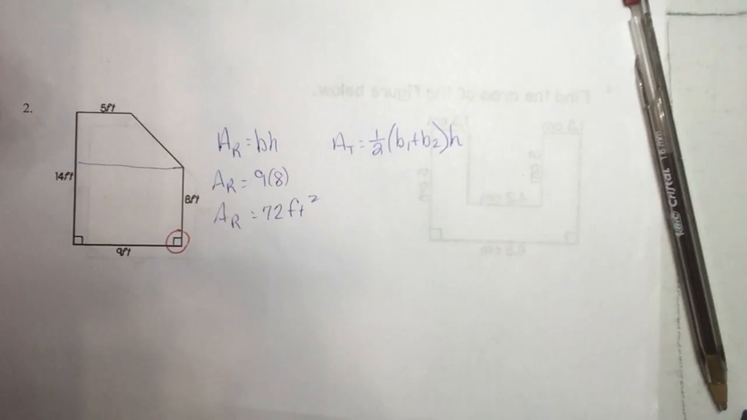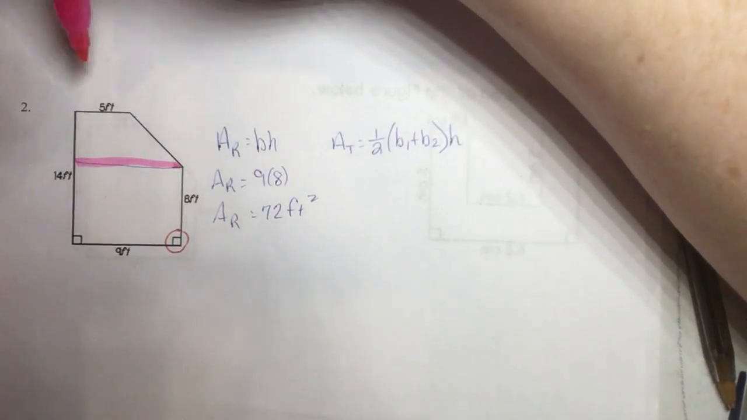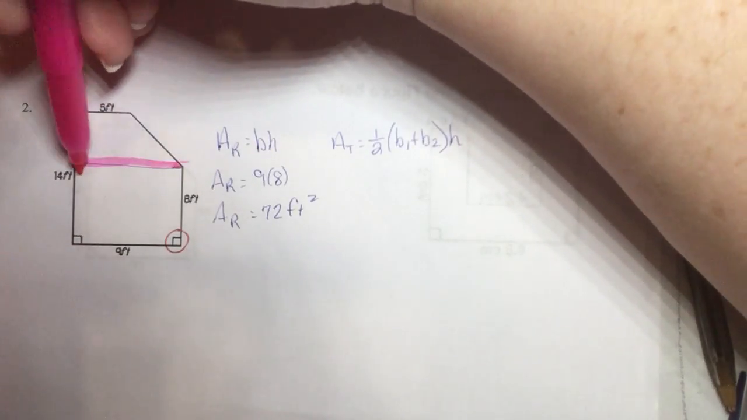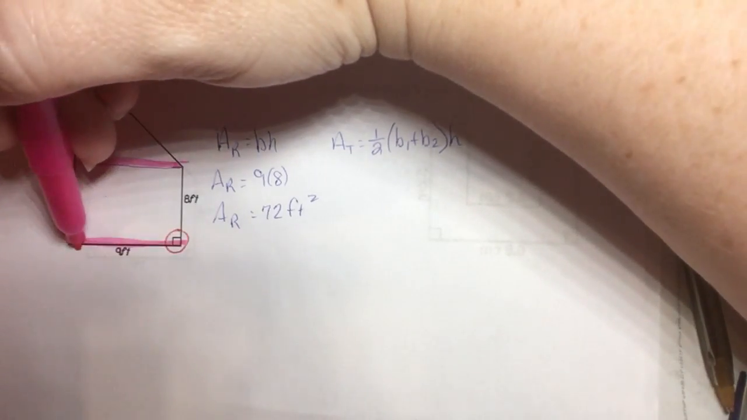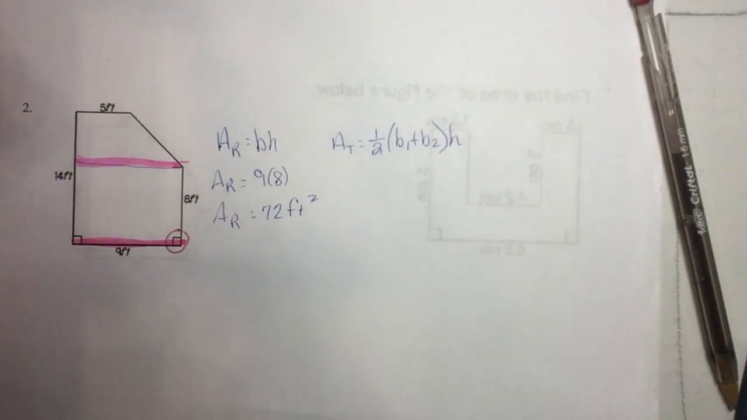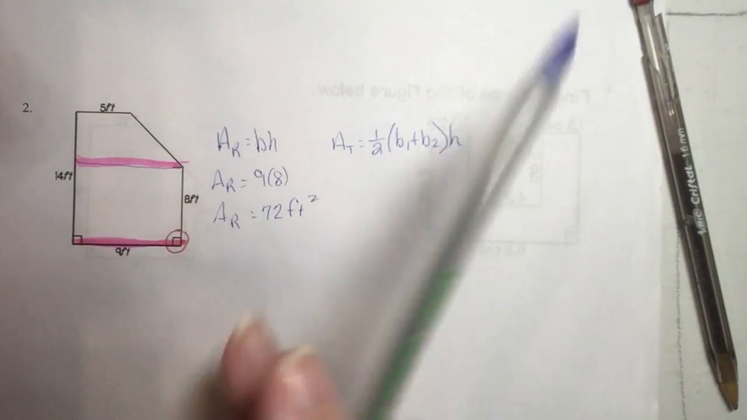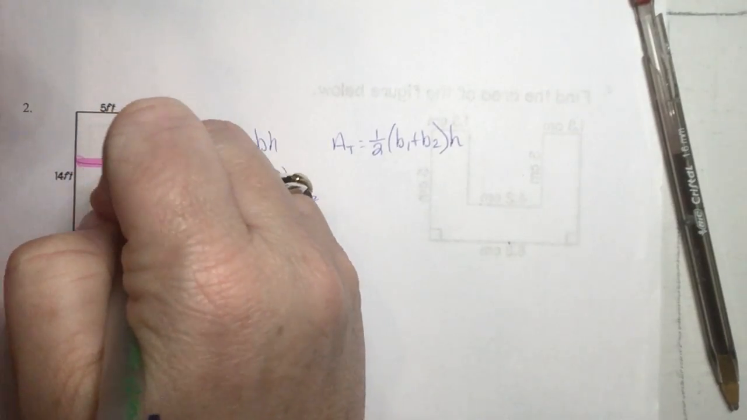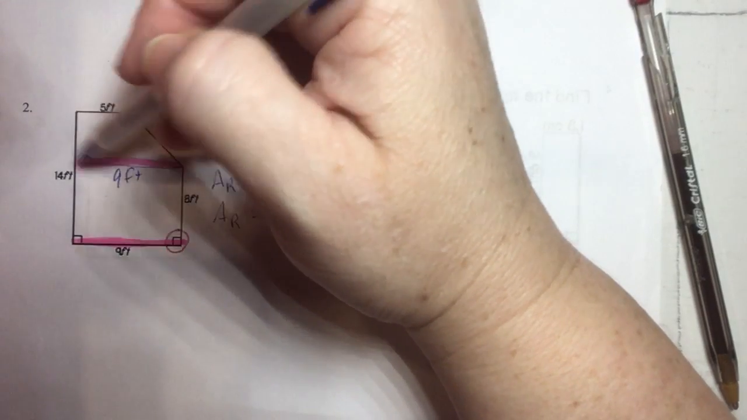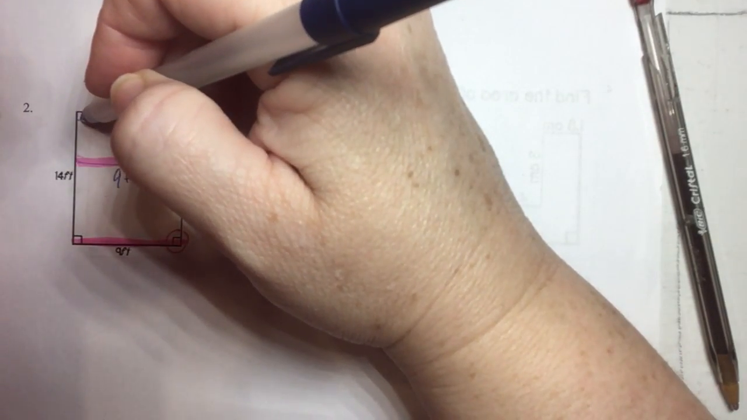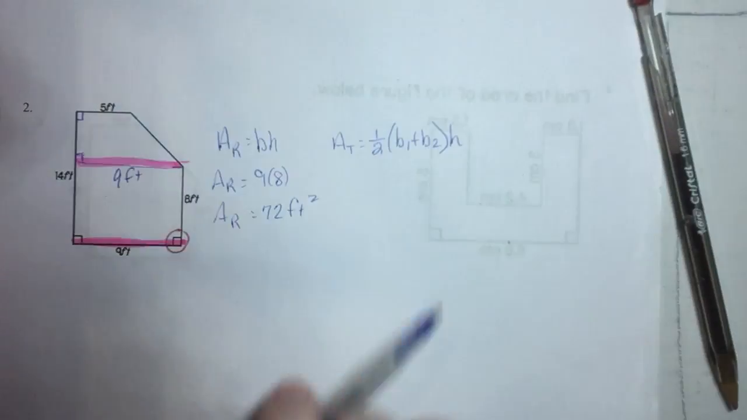So that means I need to figure out what this distance is. So I look and I say, okay, what matches that on this shape? And that would be this piece right here. That piece right there matches. So that means if from here to here is 9, that means from here to here is also 9 feet. Now I need to find the height of this. This is actually a right trapezoid because it has the right angles right here. Okay, so that's a right trapezoid.